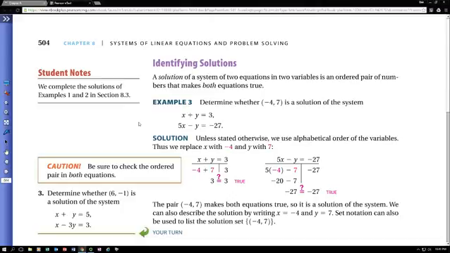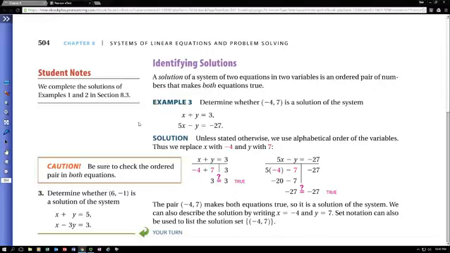Well, this next part is identifying solutions. A solution of a system of two equations in two variables is an ordered pair. That's how we defined in chapter 3 that we're going to represent solutions in ordered pairs. But in this case, we want an ordered pair that will make both equations true. And if we have that, then that is a solution to the system. So let's look at example 3.